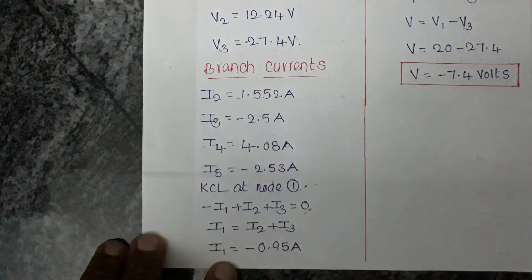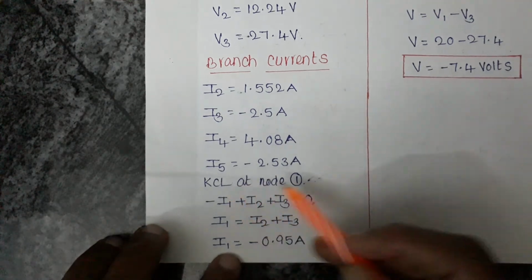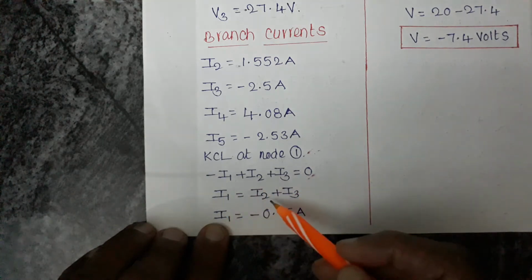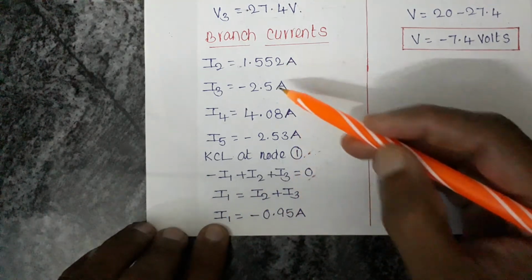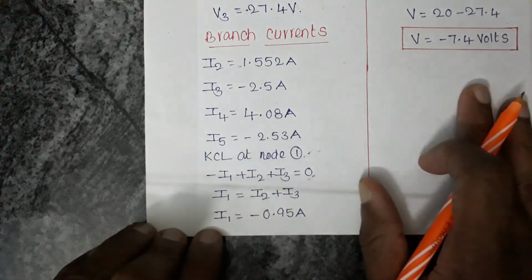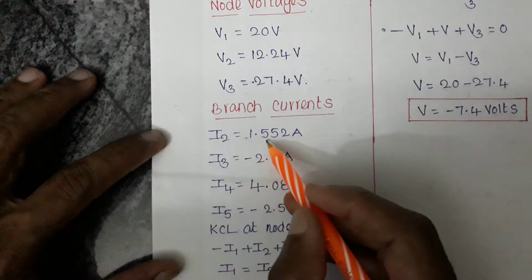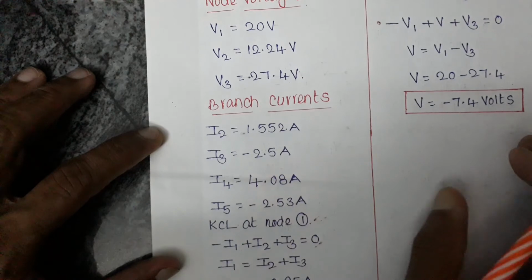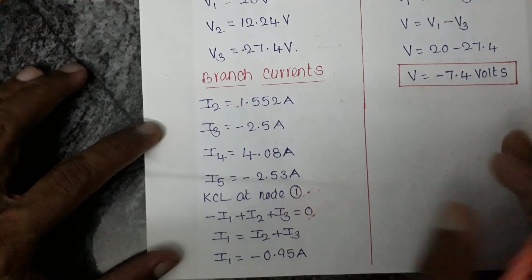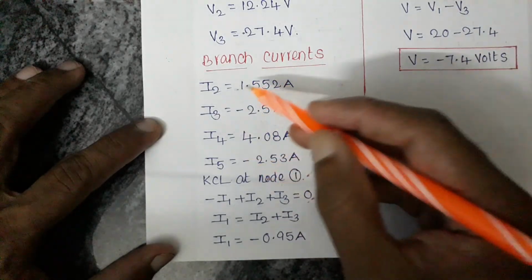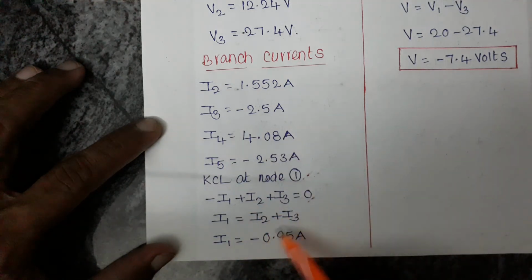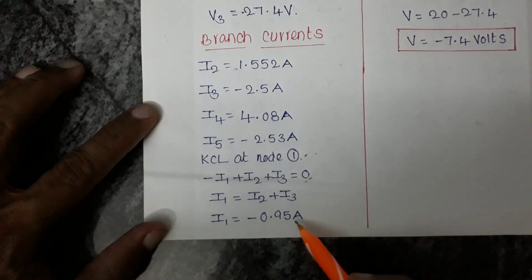And now, how do we solve for I1? By writing KCL at node 1: minus I1 plus I2 plus I3 equal to 0, so I1 equals I2 plus I3. Substituting I2 and I3, we get I1 equal to minus 0.95 amperes. So all branch currents are I2 equal to 1.552 amperes, I3 equal to minus 2.5 amperes, I4 equal to 4.08 amperes, I5 equal to minus 2.53 amperes, and I1 equal to minus 0.95 amperes.